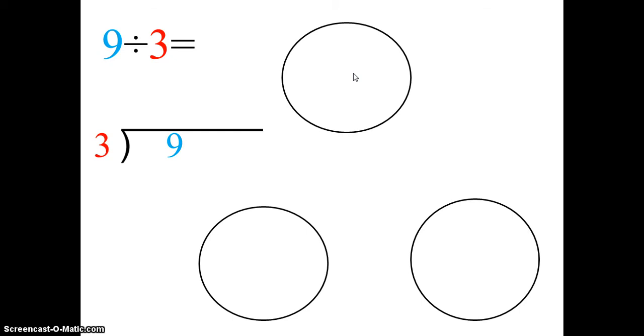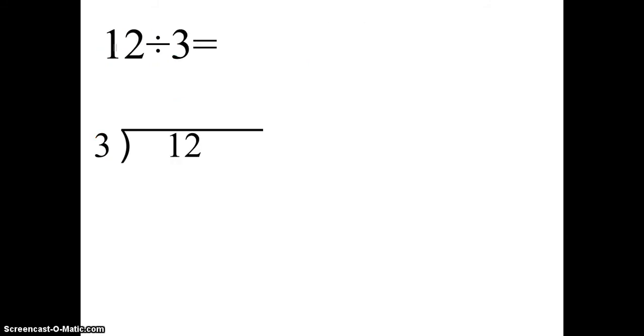Now how do we draw the dots? We need to make sure each circle gets what? The same amount of dots. So we draw 1 dot in each circle until we have 9 dots. So let's count. 1, 2, 3, 4, 5, 6, 7, 8, 9. Now how do we solve the problem? If you said we have to look at one circle and see how many dots are on the inside, you would be also correct. So what's the answer? 9 divided by 3 equals what? 3. Great job.